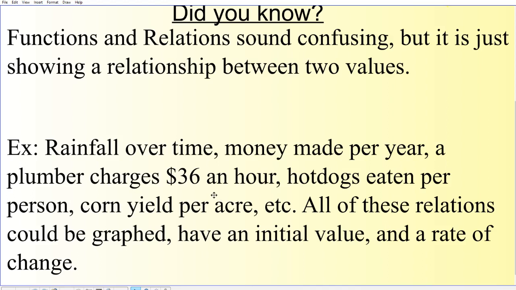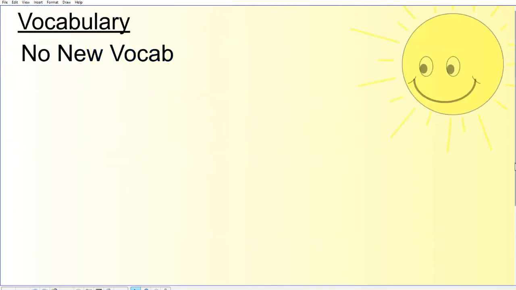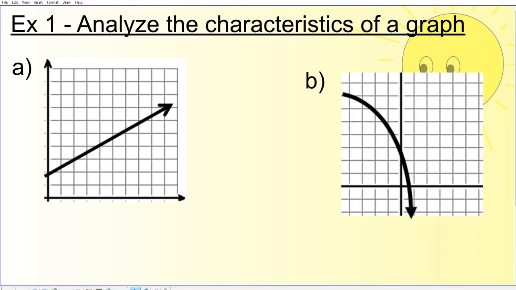All of these relations can be graphed. They have an initial value. They have a rate of change. They're all linear functions. Well, could be linear functions, or hot dogs eaten per hour. That could be nonlinear if you slow down as you're eating your hot dogs over time. There is once again no new vocabulary. Yay! Let's get started.